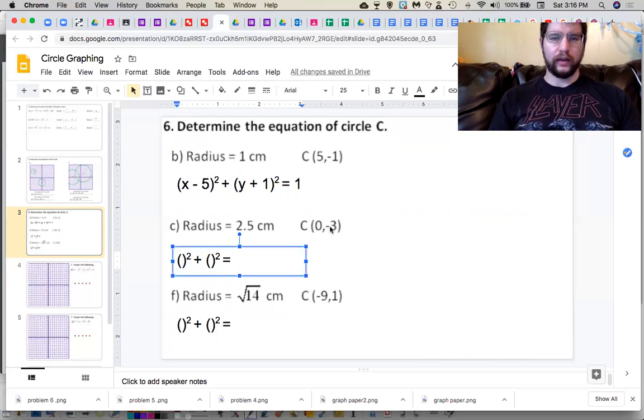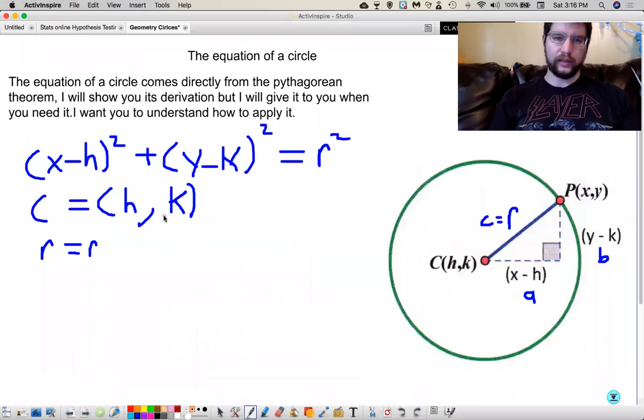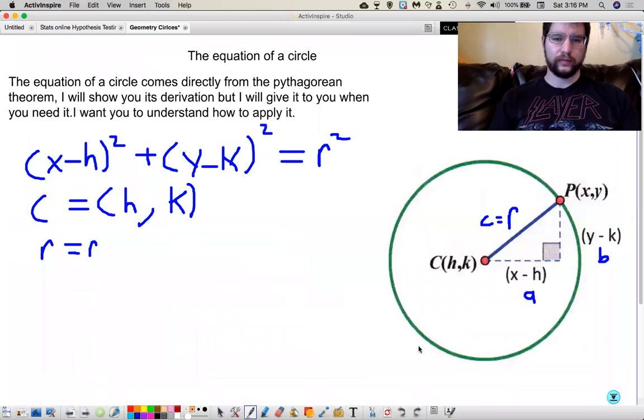Okay, so now we have 0, -3 for our center. So I'm going to leave that as x. It's going to be y + 3. Again, just to reiterate this one more time, we're changing the signs here. It's y - k. It's y minus what? 3. So it needs to be -3. It needs to be y minus -3. Y minus a -3. Two negatives make a positive. That's why it's y + 3.